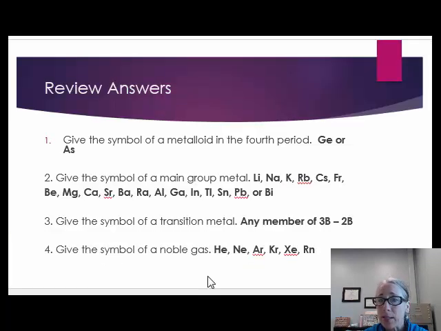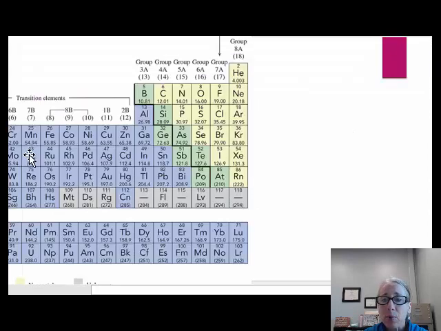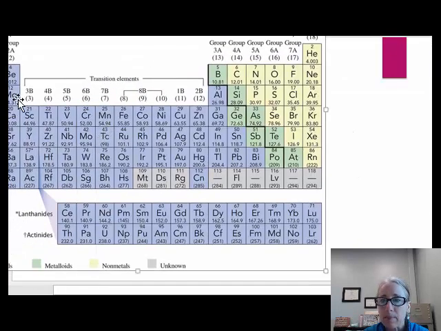For the symbol of a transition metal, any symbol between the families of 3B and 2B is correct. For noble gases, which is the last column, helium, capital H lowercase e, neon, capital N lowercase e, argon, capital A lowercase r, krypton, capital K lowercase r, xenon, capital X lowercase e, or radon, capital R lowercase n.